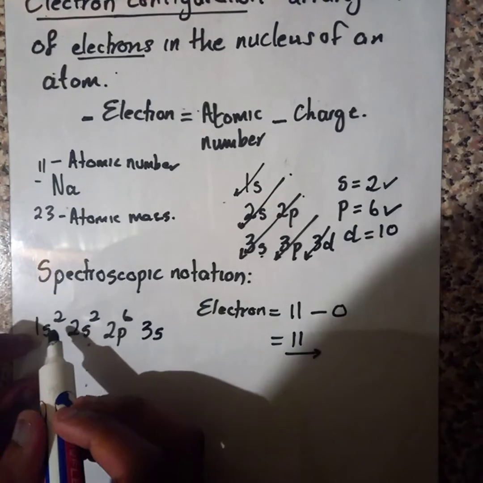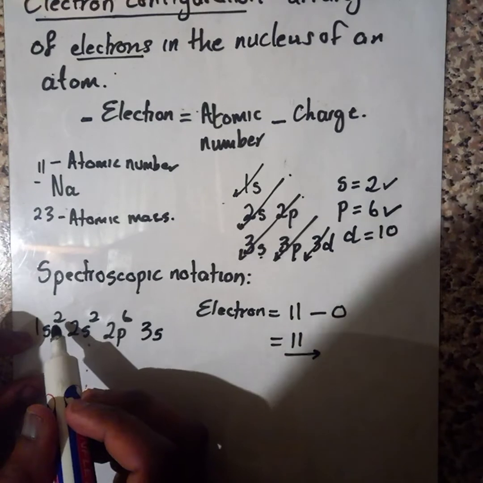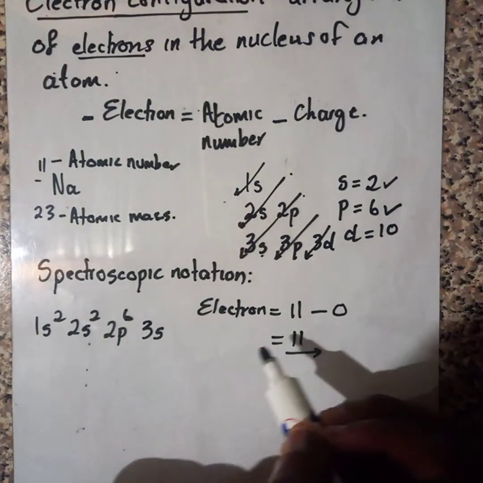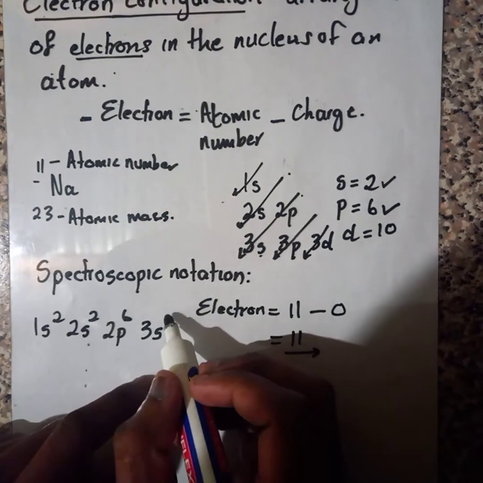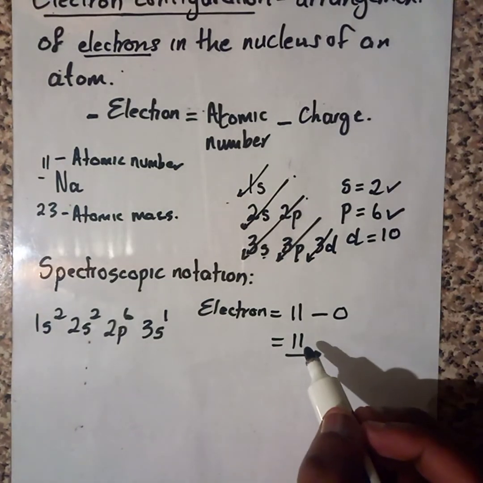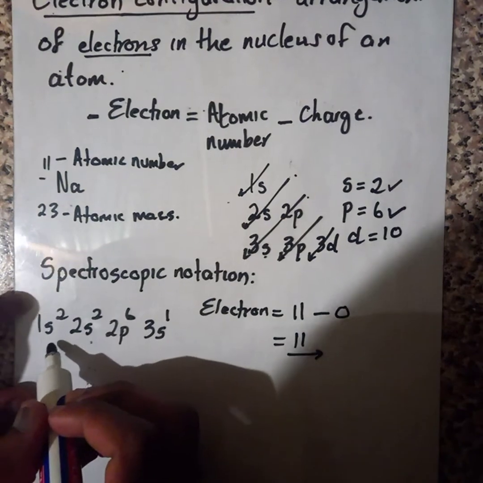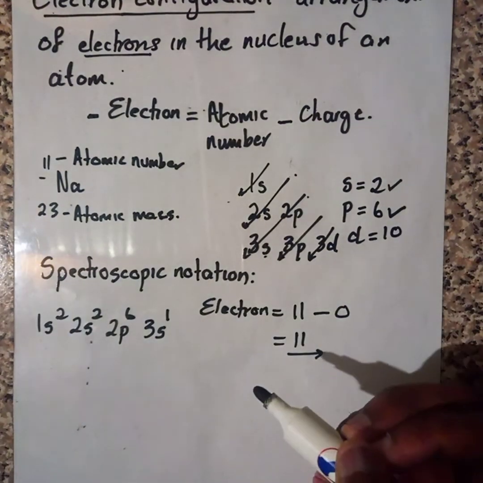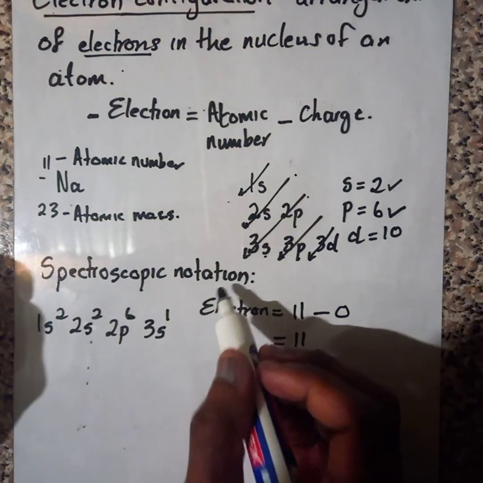At this point, from here to here, if I add those numbers, I get 10. I only need 1, not 2. 3s can take up to 2, but I only need 1 electron because they are 11. Then at this point, I have now answered the question of spectroscopic notation.